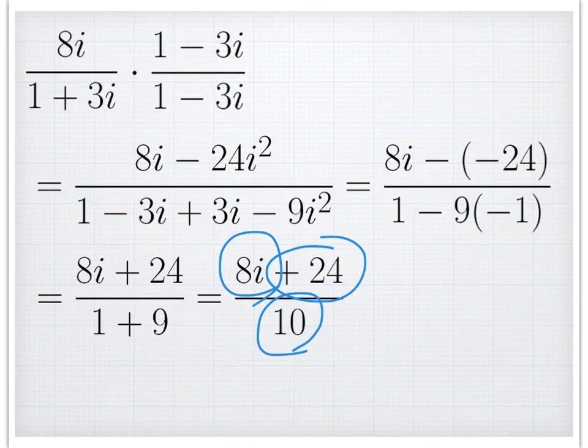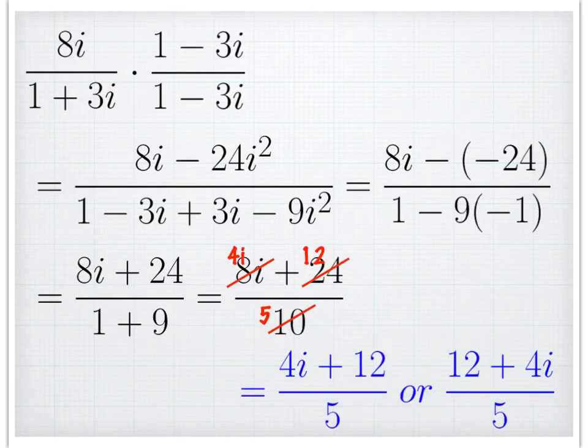Notice that the coefficient on i and what's being added to it in the numerator, as well as the denominator, they're all even numbers. They're all divisible by 2. So let's factor out a 2 from everything. 8i divided by 2 is 4i, 24 divided by 2 is 12, 10 divided by 2 is 5. So we get to a final answer of 4i plus 12 over 5. Or the preferable way to write it is with the real part first. So 12 plus 4i over 5.